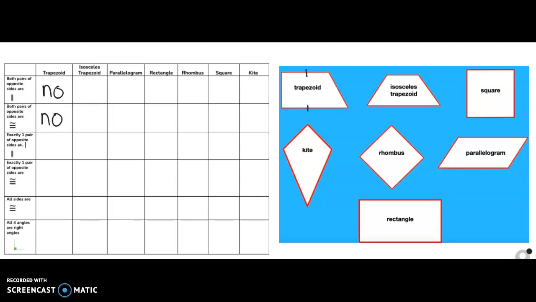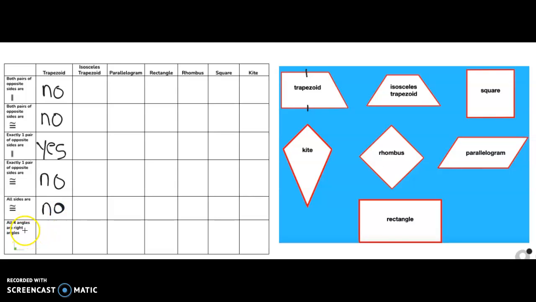Exactly one pair of opposite sides are parallel. That is correct. Only one pair, actually, are parallel. So I'm going to write yes in here. And then exactly one pair of opposite sides are congruent. Well, I can think if I know that there are no congruent sides, then this would also be a no. No congruent sides. All sides are congruent. Nope, we don't have any congruent sides in this shape here, so we're also going to write the word no.